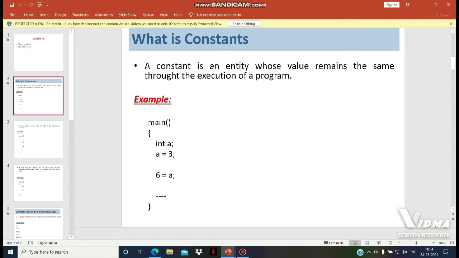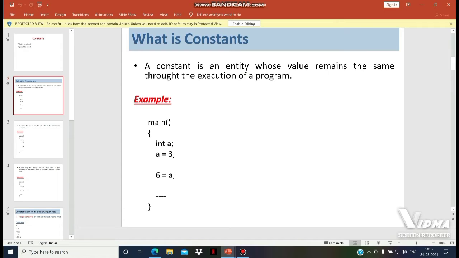A constant is an entity whose value remains the same throughout the execution of a program. So a constant is an entity, meaning an object, whose value remains the same throughout the execution of the program. If we assign any constant to a variable, then the value does not change throughout the execution of the program. So we will see one example.